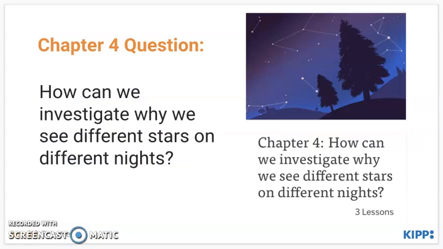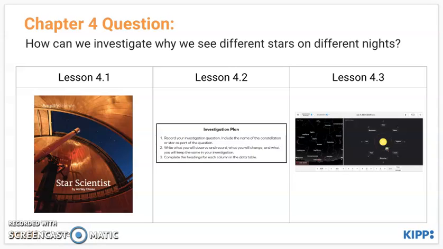In Chapter 4, students are investigating the question, how can we investigate why we see different stars on different nights? In Lesson 4.1, students read a book called Star Scientist that talks about an astronomy investigation. They use this text to begin to plan their own astronomy investigations that they will complete over the next 2 lessons.